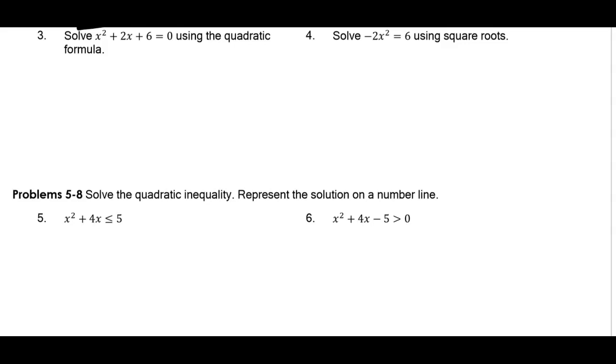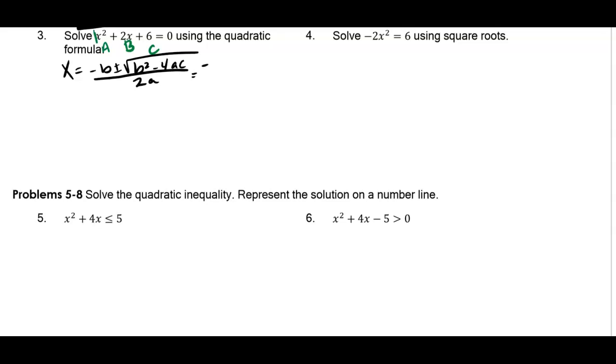Now, luckily, this is already set equal to 0. If it is set equal to 0, then I can start to say this is my A, this is my B, this is my C. So my A is 1, because there's an implied 1 in front of x squared. B is 2, C is 6. So my quadratic formula is x equals negative b plus or minus the square root of b squared minus 4ac all over 2a, where a, b, and c come from here.